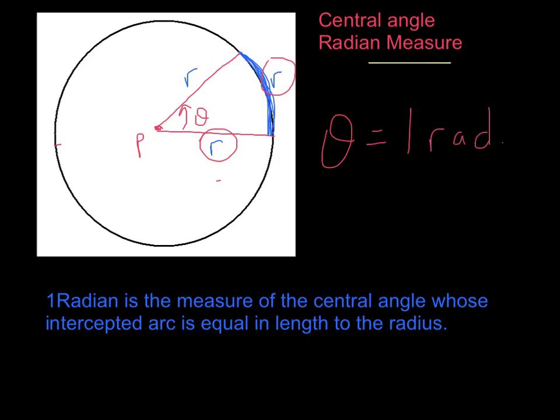Okay? So 1 radian is a measurement that occurs when the length of the intercepted arc is equal to the length of the radius of the circle. And most everything that we're going to do with this trig is going to be based off of this idea of a radian.